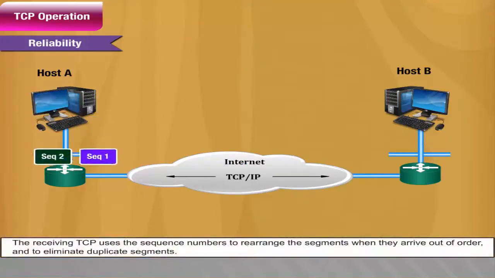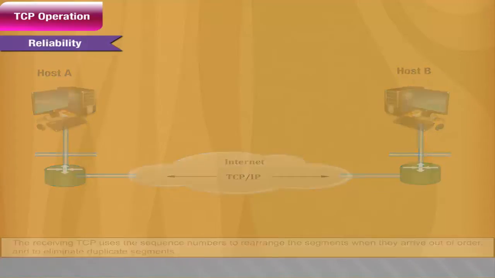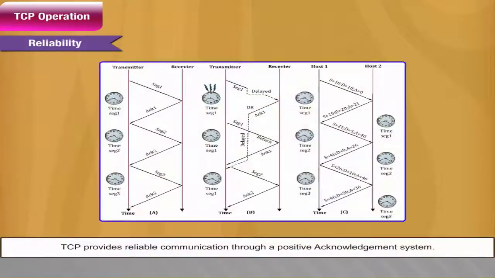The receiving TCP uses the sequence numbers to rearrange the segments when they arrive out of order and to eliminate duplicate segments. TCP provides reliable communication through a positive acknowledgement system.